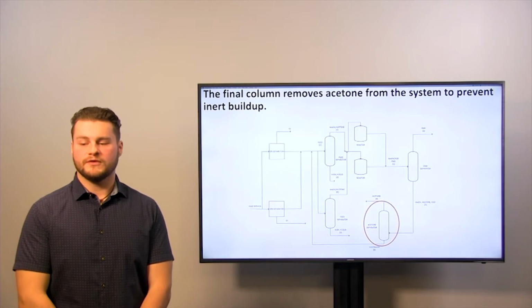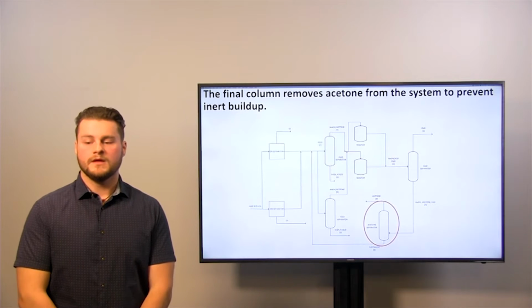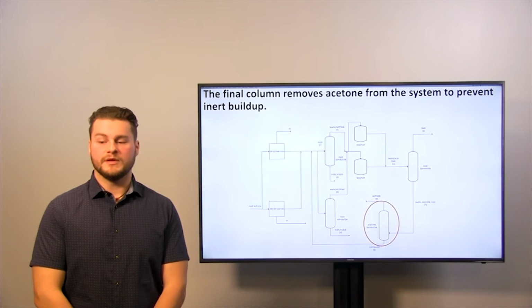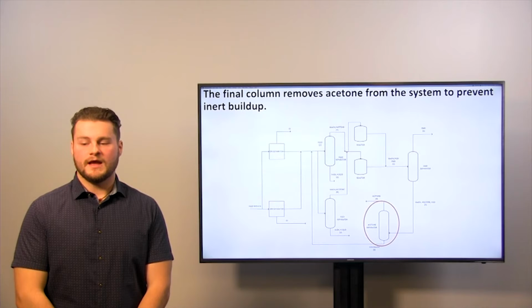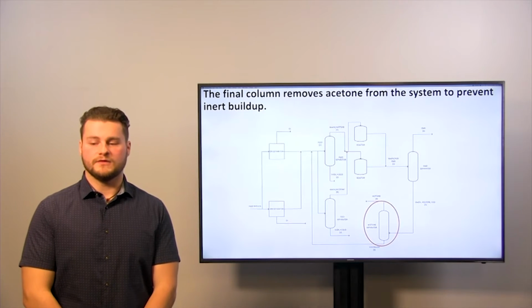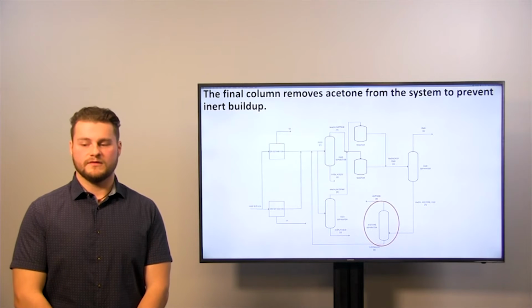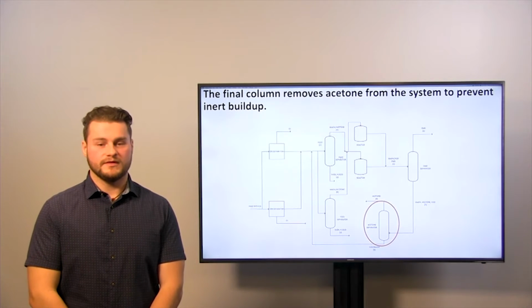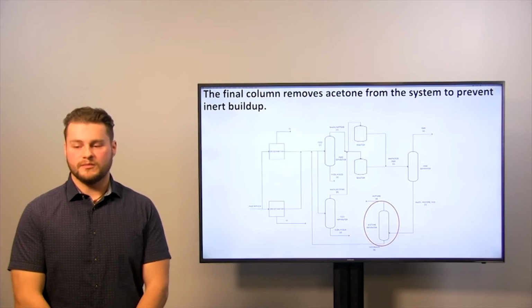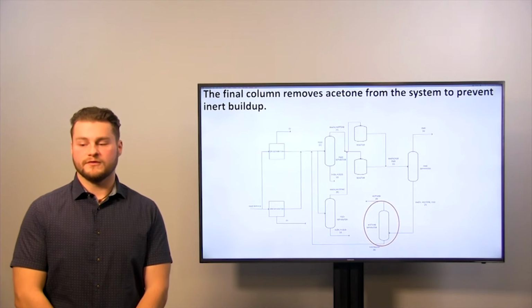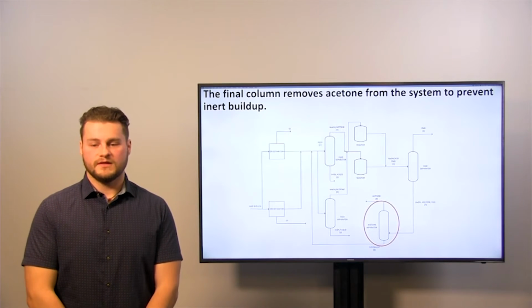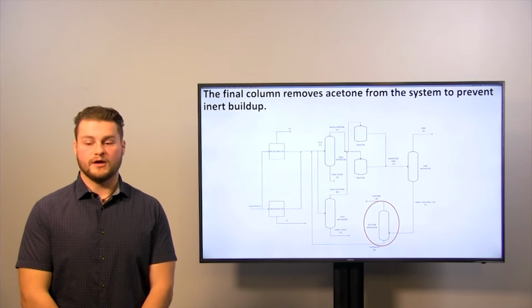Our final separation removes acetone from the system. This removal of acetone ensures that there will be no inert buildup within the system. Acetone and methanol generally create an azeotrope when mixed. One way to overcome this azeotrope is to do an extractive distillation. By adding a third component to the system, the azeotrope can be overcome by separating one from a set of another two. In this case, water is used as our third component, our extractant.